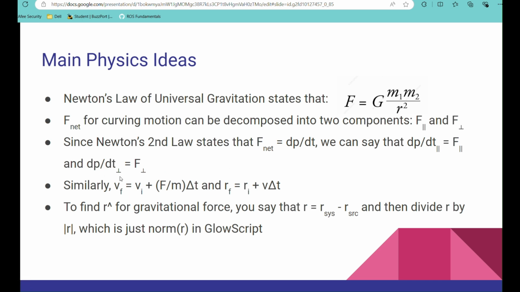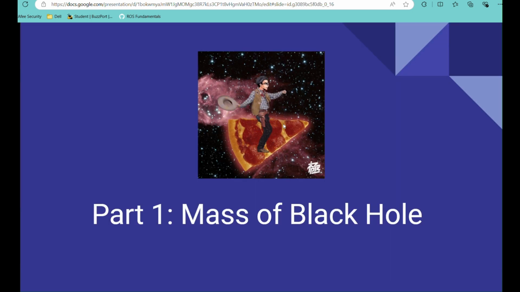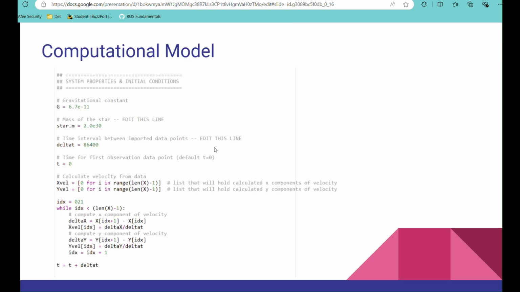And here is our good friend, the velocity and position update formulas, stated right here. And to find r hat, for the gravitational force, you would just say that r equals r system minus r source, and then divide r by the r magnitude, which is just norm r in GlowScript. Very convenient way to find that. Here's part one, the mass of the black hole.